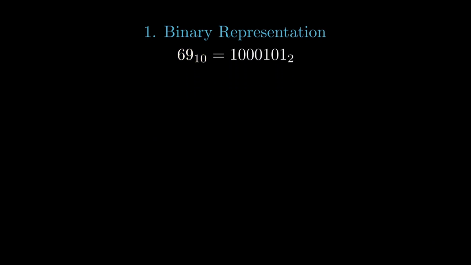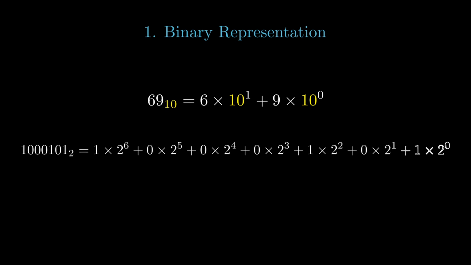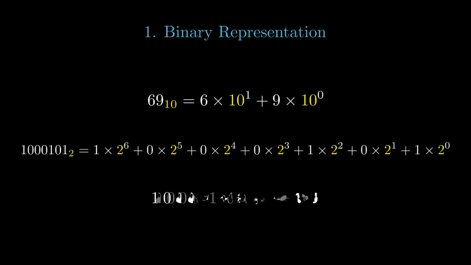1000101. Here's why. In the decimal system, 69 is represented as 6 times 10 plus 9, where the number 10 is the base of the system, and the factors are always less than 10. Now, in the binary system, the representation means a sum of powers of 2. Computing this sum, we obtain 69, which finishes our proof.